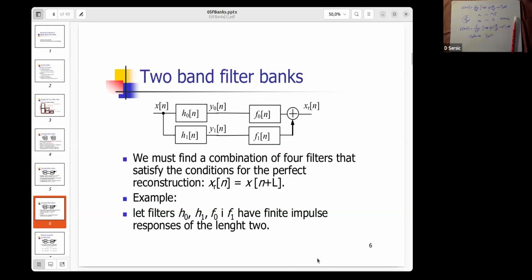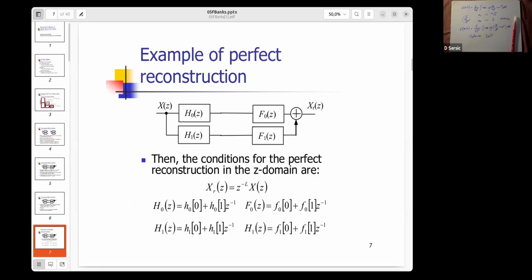Let's make an example. Let our filters be as simple as possible. If we want to call some structure a filter, it must have an impulse response of length at least 2. If it's 1, it is only an amplifier. So if we have at least 2 samples of the impulse response, we can say that we have filters. The simplest possible filters have an impulse response of length 2. Let all 4 of them have impulse response 2. So let us see what is going on.